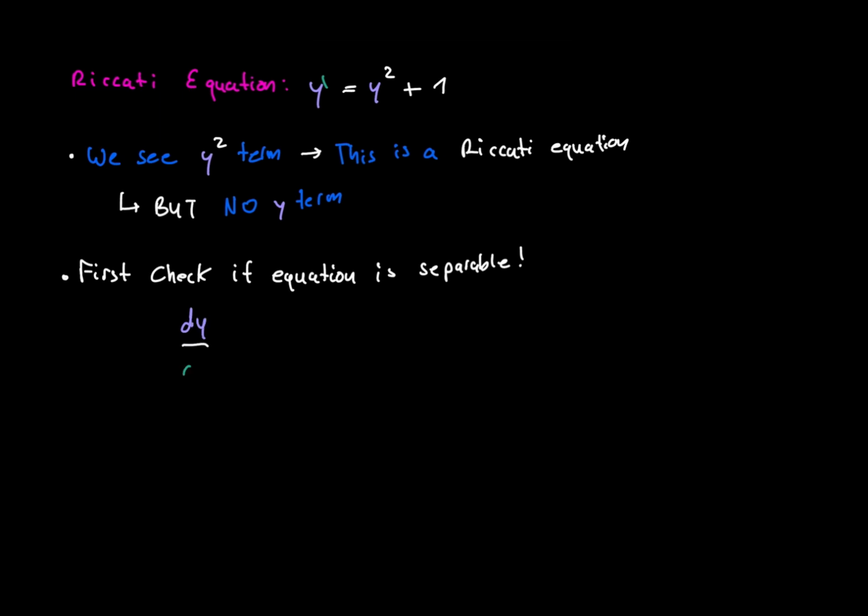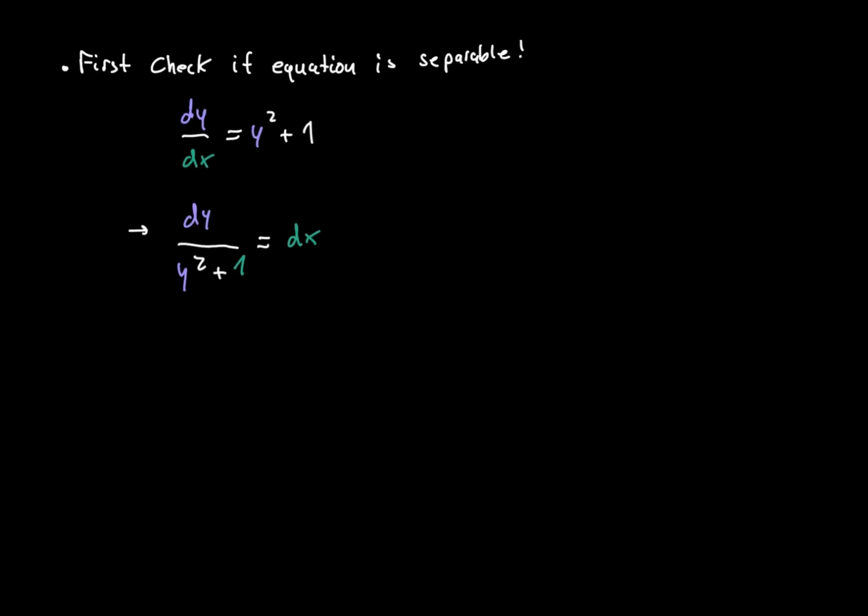We rewrite it as dy over dx equals y squared plus 1. Now we move everything. We get dy over y squared plus 1 equals dx. So it is separable. Now we integrate both sides.